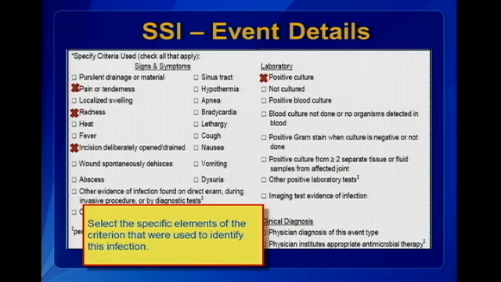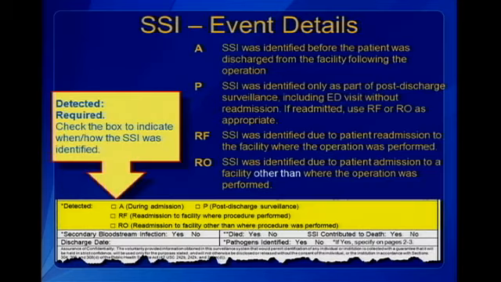Then you're going to say your site-specific, how does this meet? Why do you think this met the criteria? And you're going to fill that all in there. And then this is a required box. You have to say how you found the infection. Was it when the patient was still in-house, post-discharge surveillance, readmitted to your facility, or readmitted to a facility other than where the operation was performed?